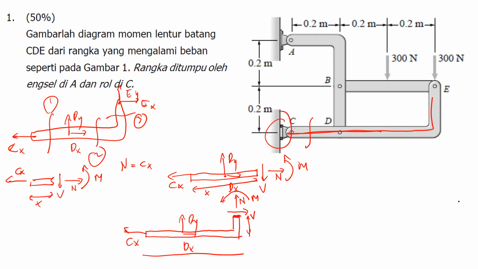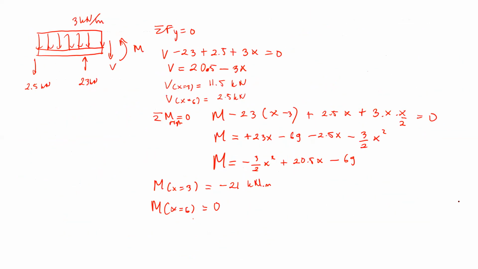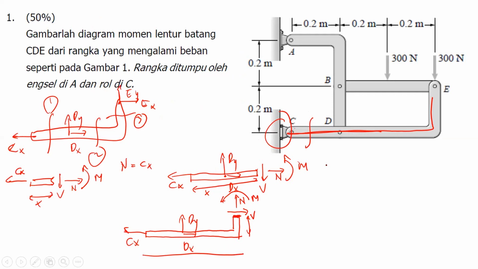Why do we have to do it that way? Because later when we draw for V, N, and M, the x-axis is only one, right? So we have to continue with that. So for example, this is the location of C. This is the location of D. This is the location of the bend. Then this is the location of E, like that.